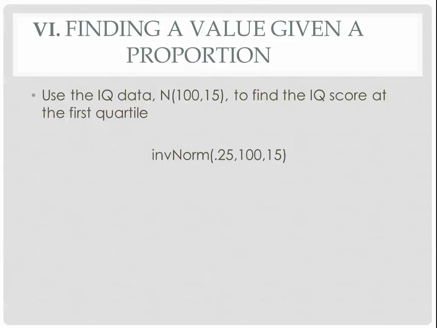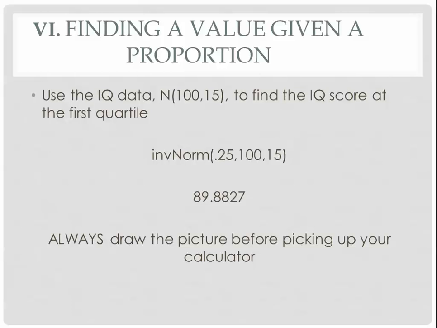And now that you're back, we'll look and see that this is the calculator inputs that go with that picture. 0.25, that's the proportion to the left. That's what you'd have on your picture. 100 and 15 are the mean and standard deviation, and that gives you 89.8827. And again, I'm going to keep saying it over and over. Always draw the picture before picking up your calculator.